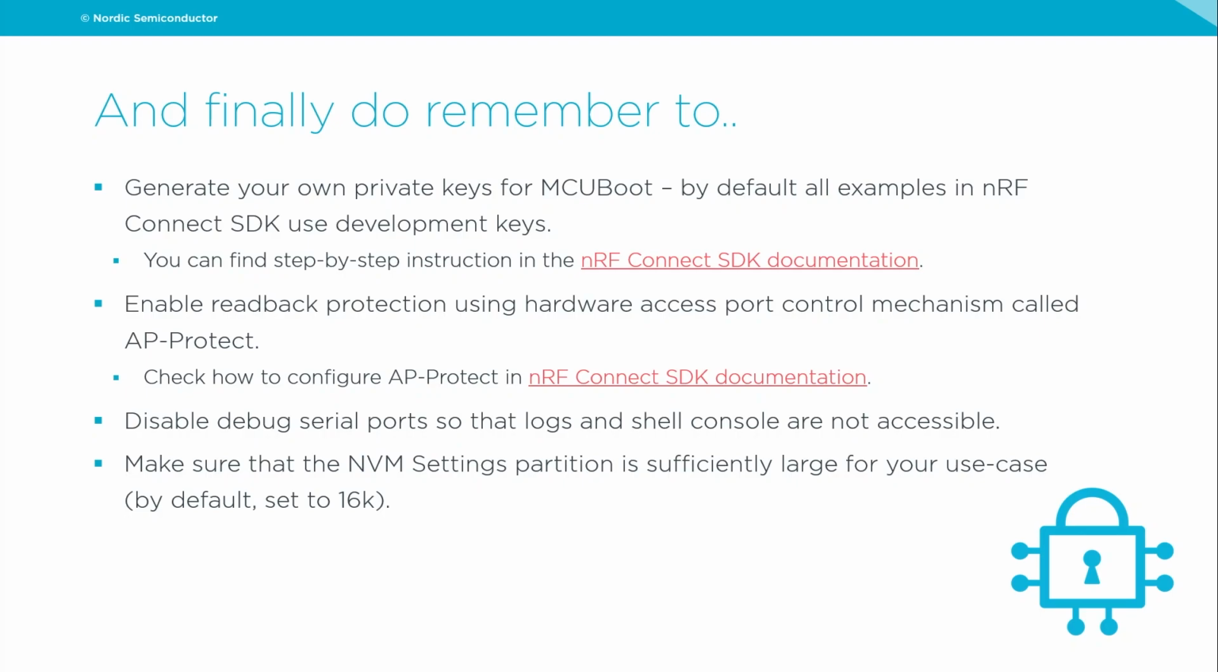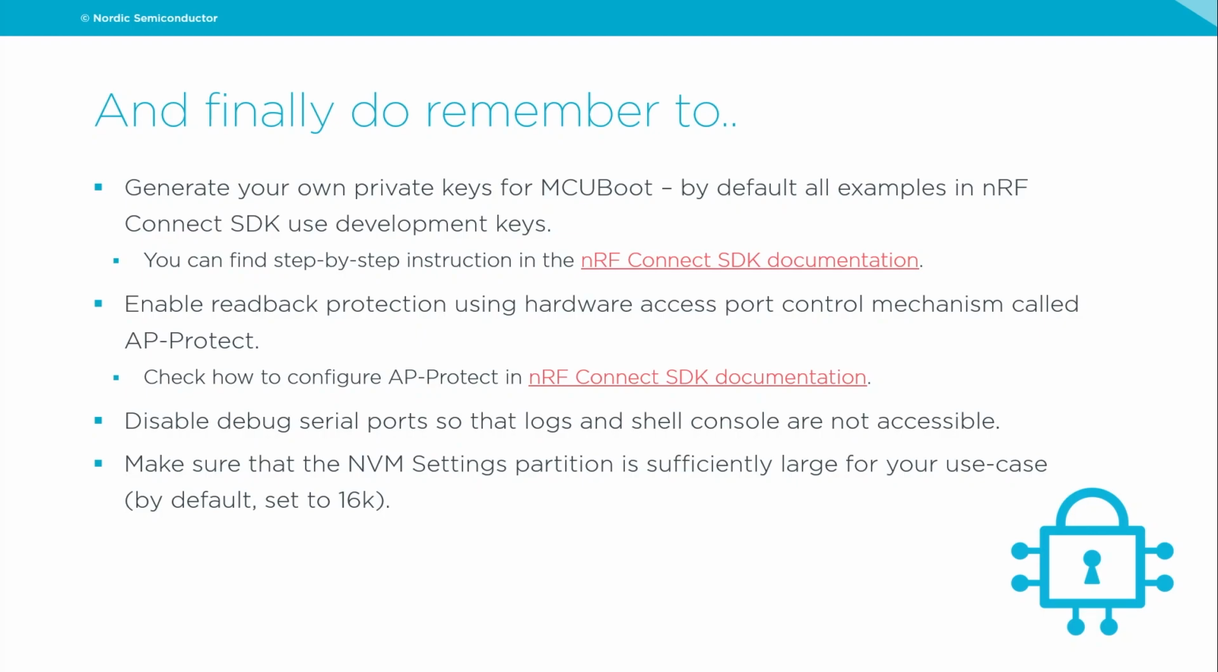Secondly, you may want to disable all debugging capabilities, such as reading content of the internal memories. This can be achieved using our hardware access port control mechanism called APPROTECT. And likewise, please check the documentation in the SDK to see how to configure APPROTECT, for example using dedicated Kconfigs or nrfjprog commands. In addition, if you use debug serial port, please consider turning it off. This ensures that no sensitive information can be accessed by an attacker.